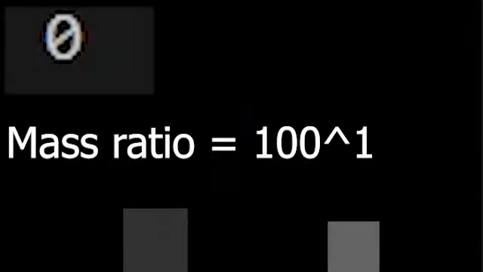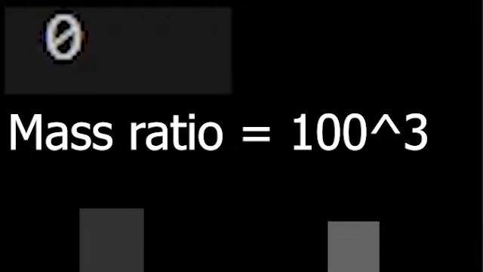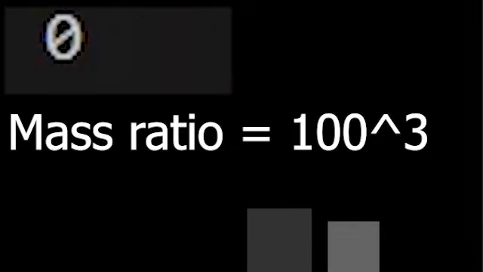As we increase the weight of the first cube to 100 times the mass of the second one, it loses less energy on the first collision, thus taking more collisions before going the other way eventually. Now 100 squared times the weight of the second cube. 100 cubed times. 100 to the power of 4.